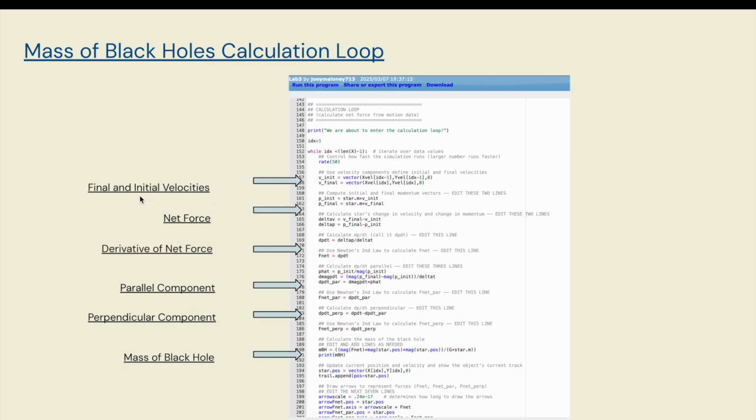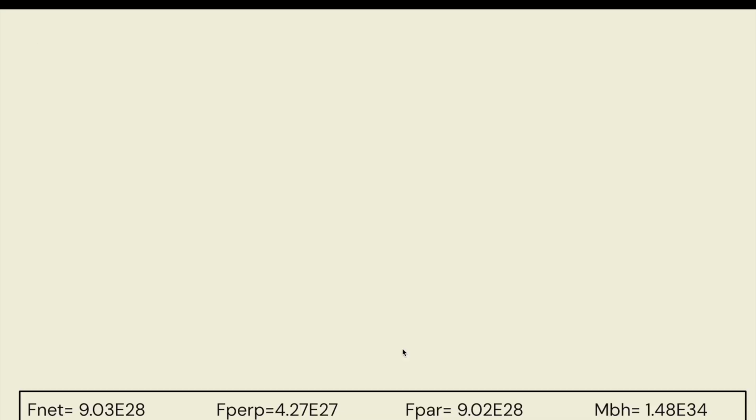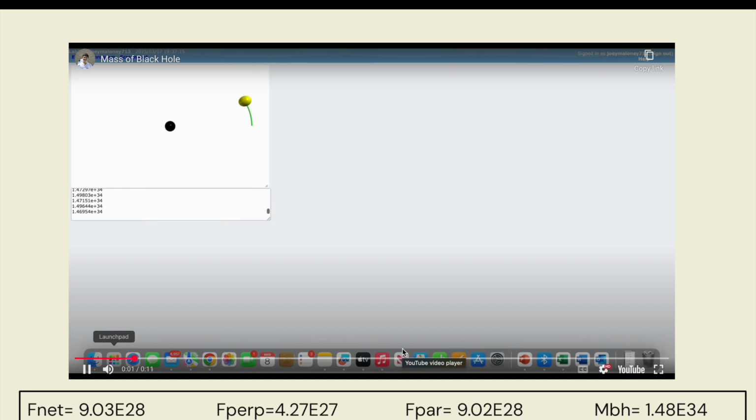So for the mass of the black hole calculation loop, we first are going to use the final and initial velocities. We also are including the net force, the derivative of net force, the parallel component, the perpendicular component, and then we'll use this equation to calculate the mass of the black hole. So for the loop, this is what we get.